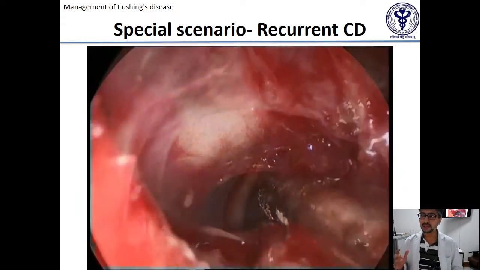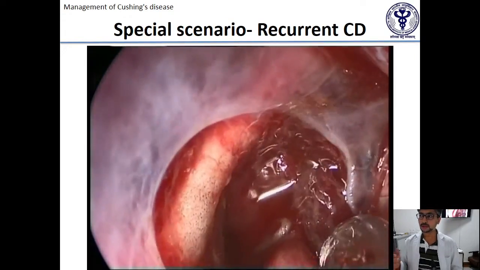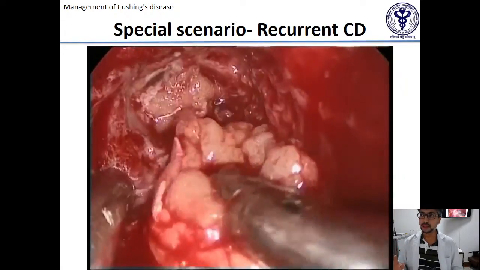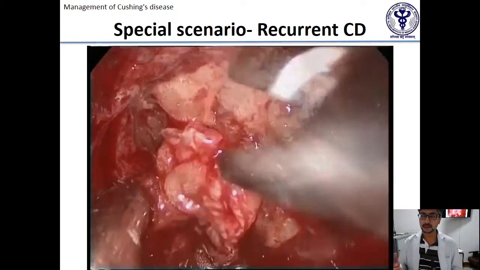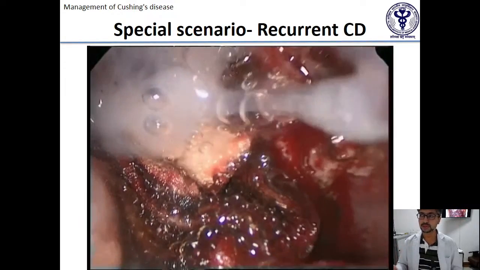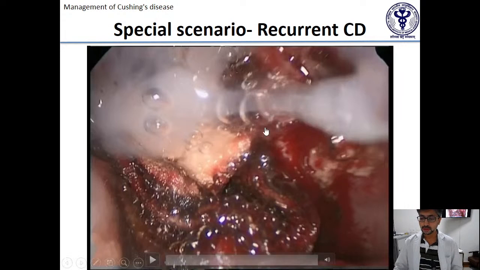And again, the important thing is how to reconstruct the defect. You use a fascia to begin with, and then fat. And if you have a nasoseptal flap, that can act as a third layer, followed by a tissue glue just to hold it in place. And we use a lumbar drain in most of our cases, such as these, to prevent a post-operative leak.